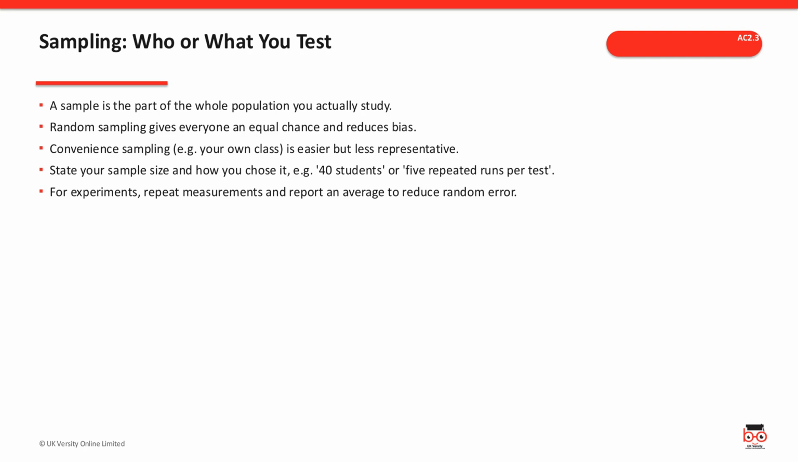You'll also need to think about sampling, which is who or what you actually test. A sample is the part of the whole population you study. Random sampling gives everyone an equal chance and reduces bias, whereas convenience sampling, like using your own class, is easier but less representative. Always state your sample size and how you chose it, whether that's 40 students or 5 repeated runs per test. And for experiments, repeat your measurements and report an average, because that smooths out random error.